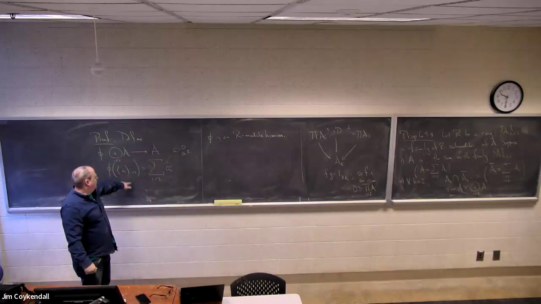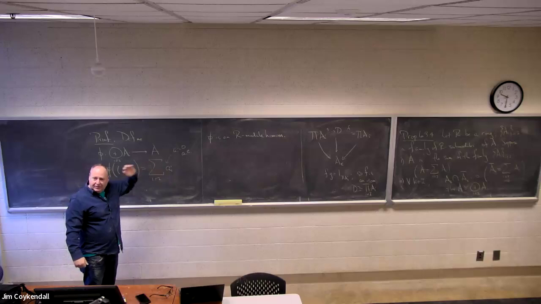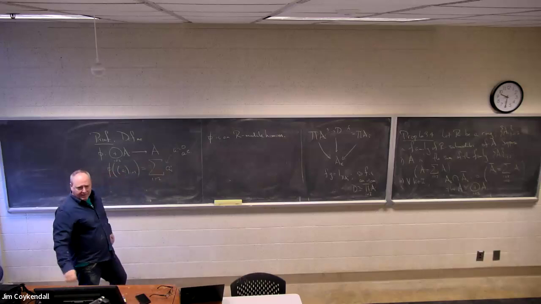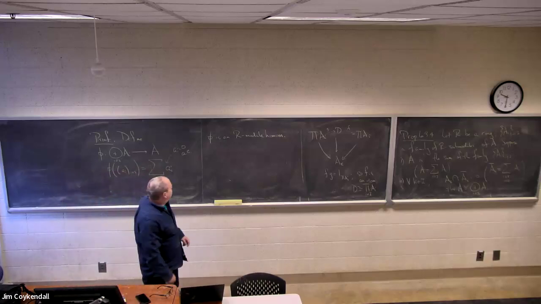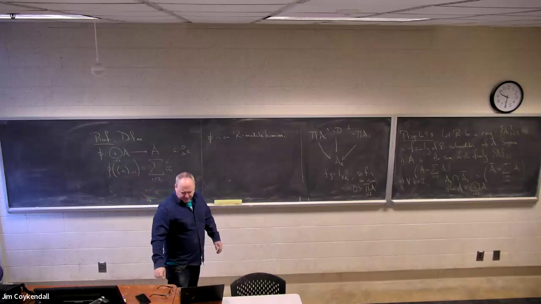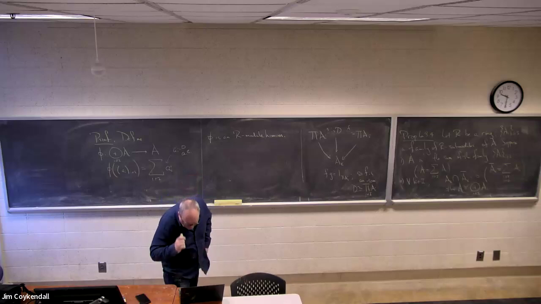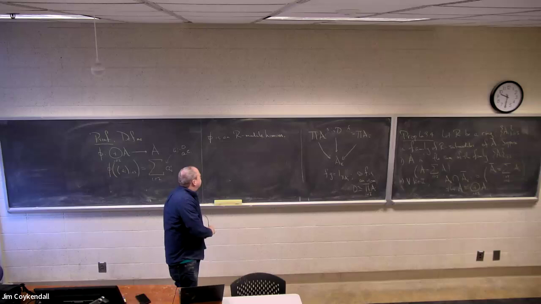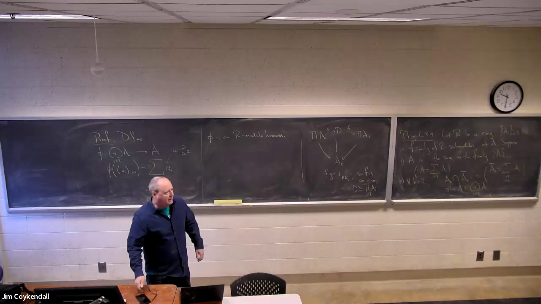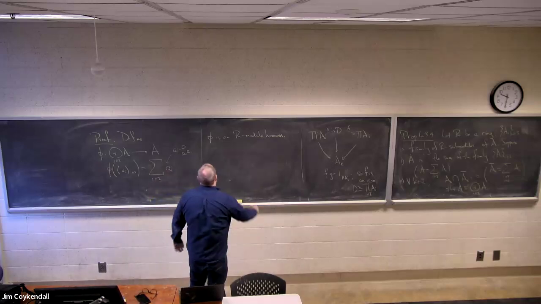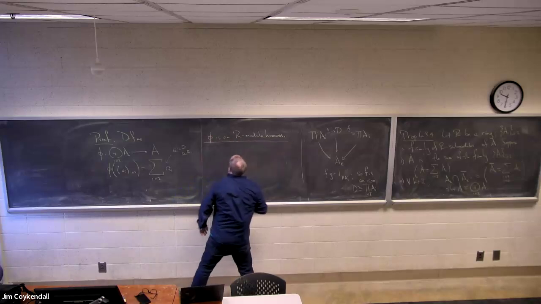Because when you add two things like that, you just get a bigger sum. It's still a finite sum. Everybody comfortable with that? Okay, so this is a homomorphism. What do we have to do? We have to show that it's one-to-one and onto. Can somebody explain why it is onto?